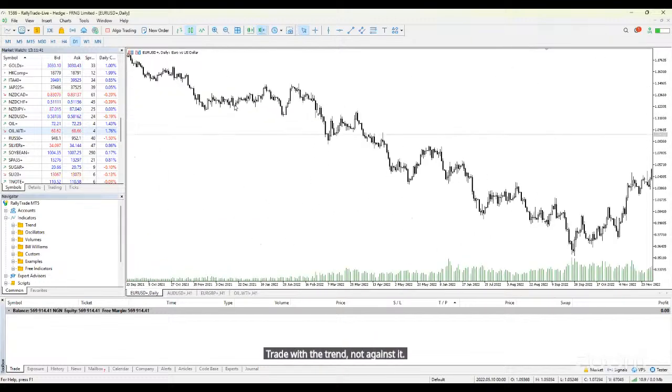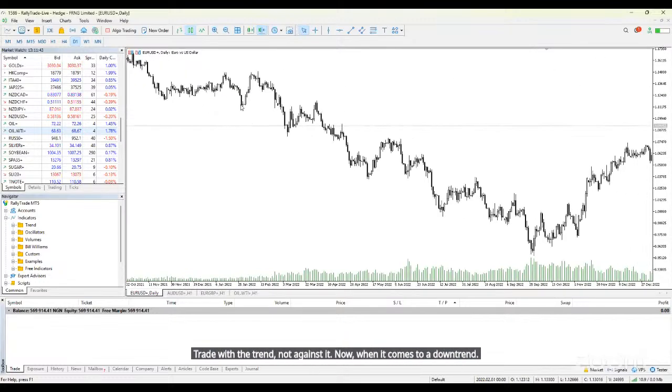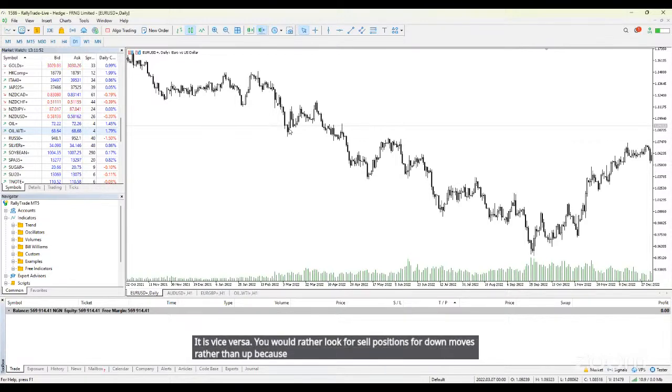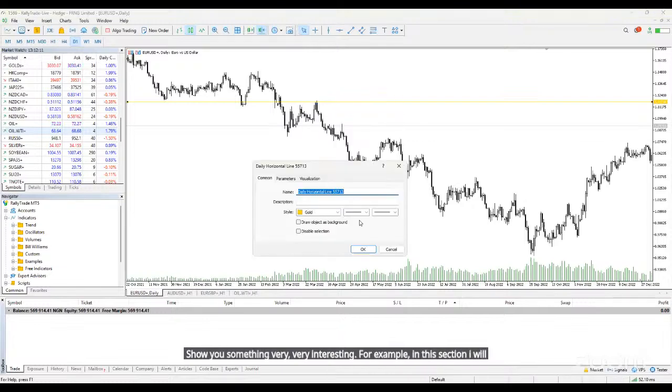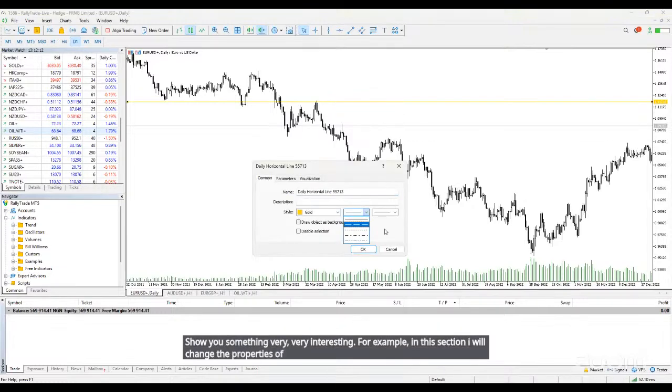Now, when it comes to a downtrend, it is vice versa. You would rather look for sell positions on down moves, because on the up moves the buyers are not strong enough to move the price much, while the sellers have control and tend to move the price down. And because we are already here, let me show you something very interesting. For example, in this section, I will change the properties of my line to be a bit more visible.